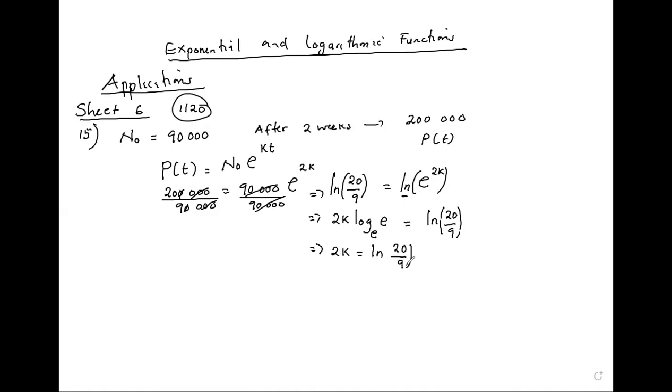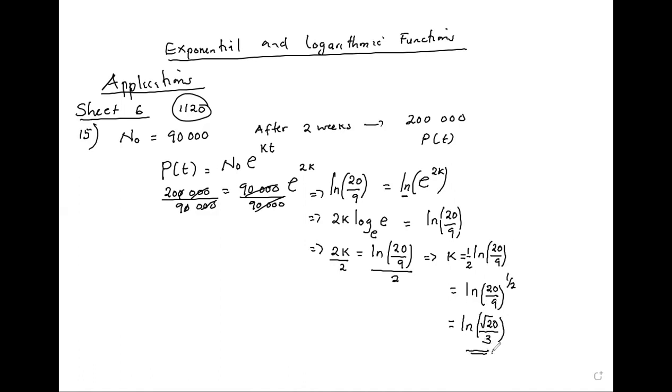20 over 9. And then we divide by 2 on both sides. So this gives us a value of k to be ln of 20 over 9 divided by 2, or 1 over 2 times ln. Remember, whenever ln has a coefficient, that coefficient can become the power. So we take it to be the power half, which is just a square root. That will give us ln of the root of 20 over 3. So this is the value of k.